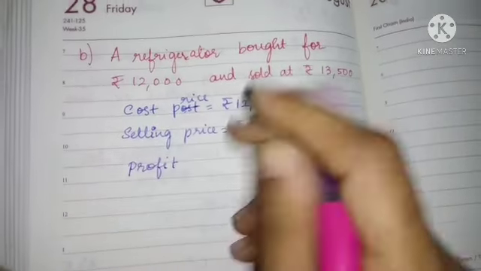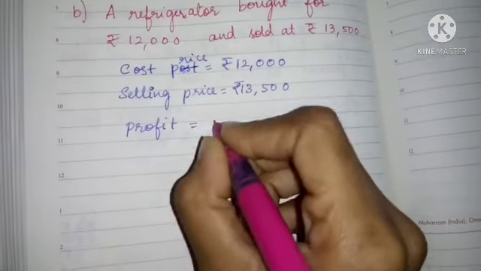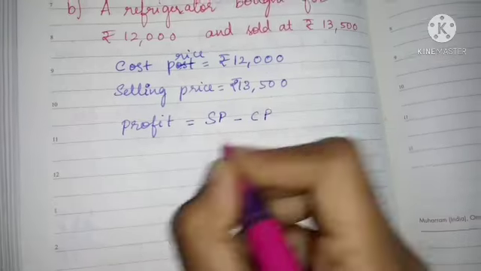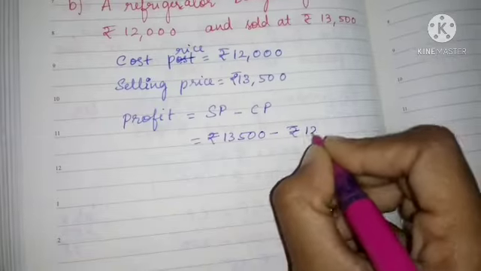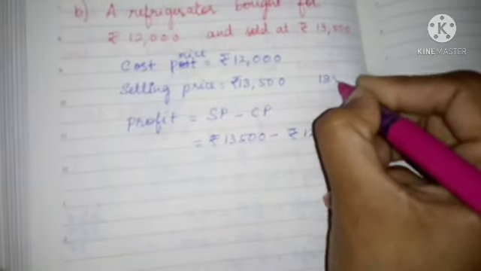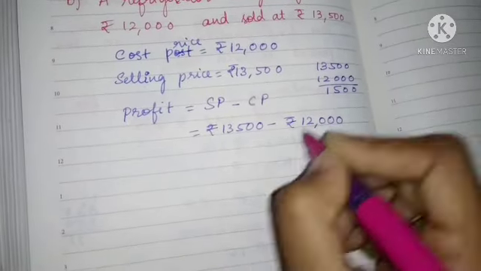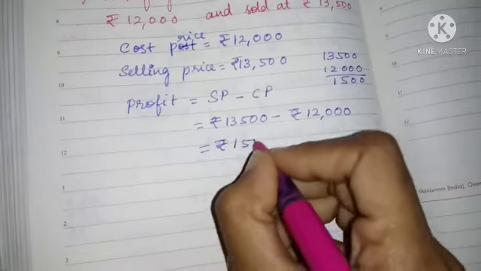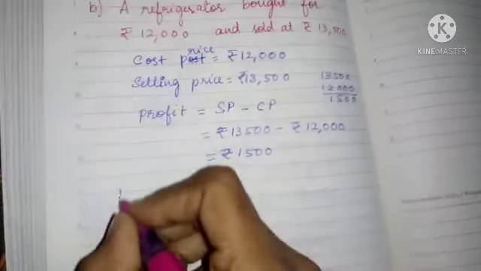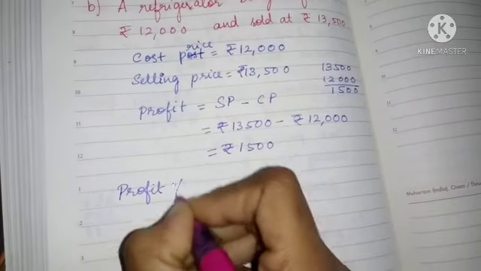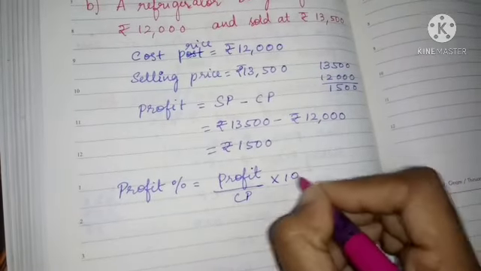Why? Because cost price is less than the selling price. So we are facing a profit. Profit is equal to selling price minus cost price. What is selling price? Rupees 13,500 minus rupees 12,000. So you are getting 1500 rupees as profit. Now we should find the profit percentage, which is equal to profit by cost price into 100.